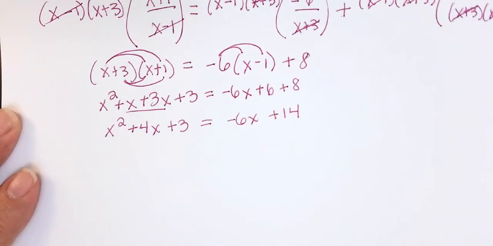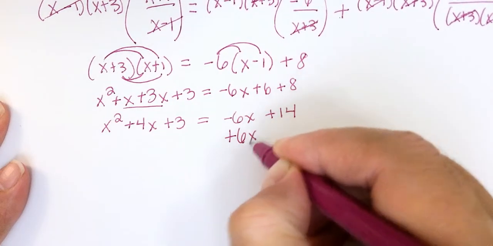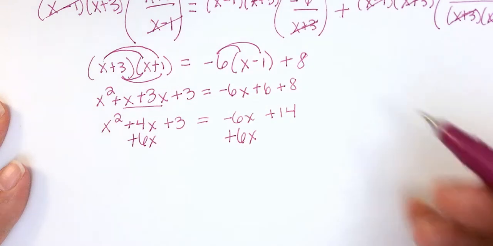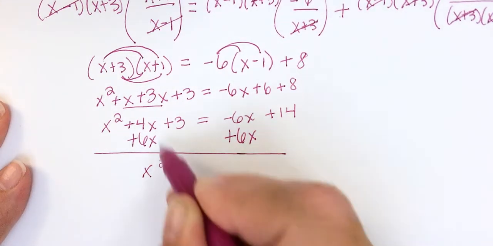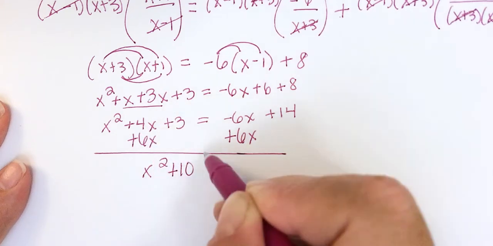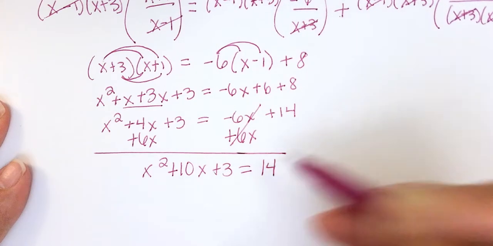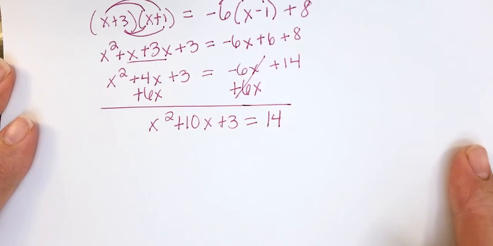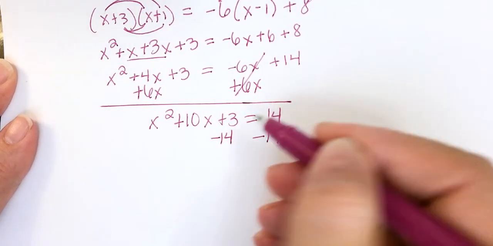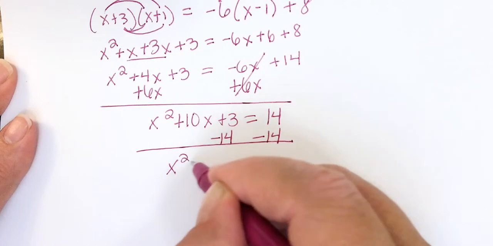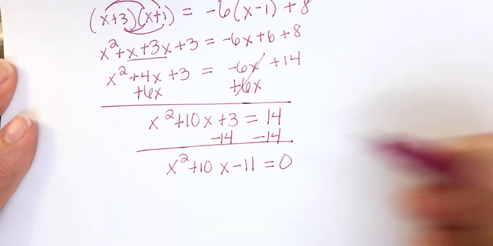So let's set this equal to 0, and we're going to do that by moving the 6 over. Remember, you change the sign when you move it across the equal sign. I'll do this in parts. So we've got x squared plus 10x plus 3 equals 14. Then let's move the 14 over. We get x squared plus 10x minus 11 equals 0.